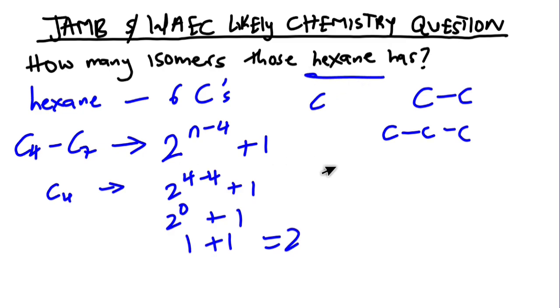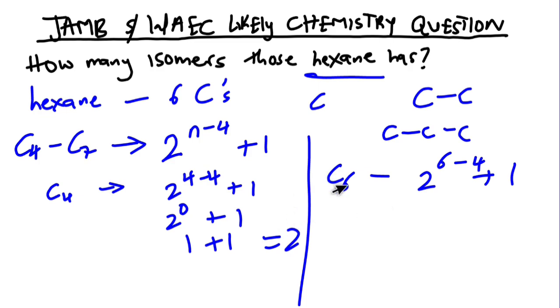Now let's calculate for hexane that is in our question. Now we are dealing with 6 carbons, right? That's going to be 2 raised to power 6 minus 4 plus 1. That's going to give us 2 raised to power 2 plus 1. 2 raised to power 2 is 4, plus 1, which equals 5. And when you check for hexane, you are going to have 5 isomers.